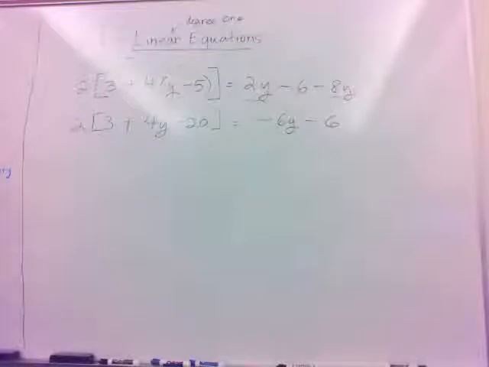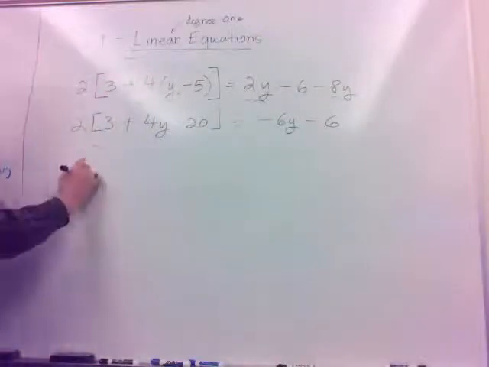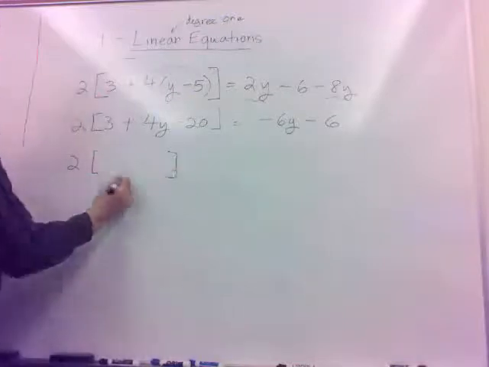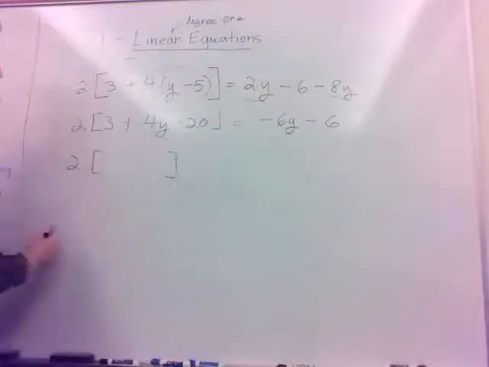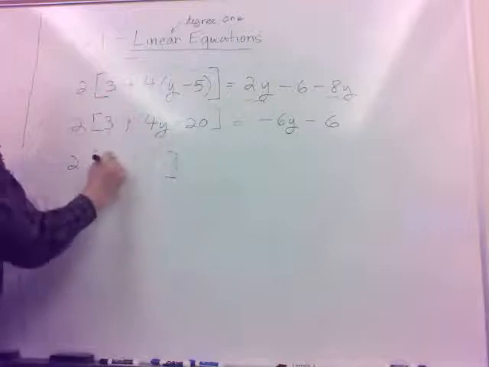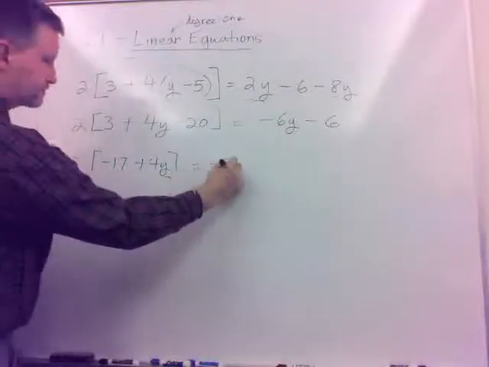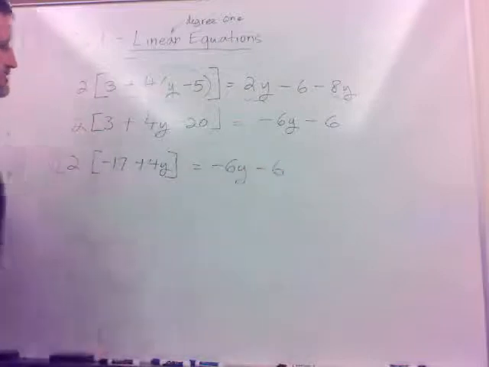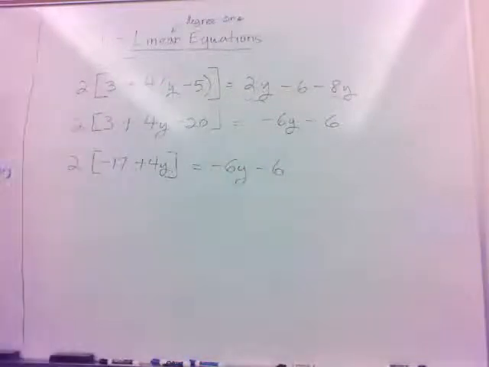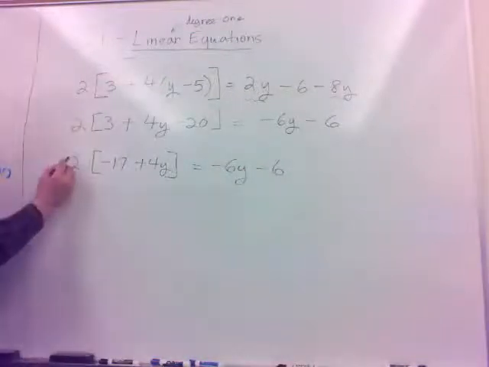Okay. Well, a couple of things on the next step we could possibly do. We could go ahead and distribute the 2, or we could note here in the brackets, we do have some like terms. We've got 3, we've got a minus 20. We can combine those. Let's go ahead and combine those. 3 minus 20 is negative 17, and then the plus 4y, and then that equals negative 6y minus 6. Let's do that first. Yeah, that 2 is going to have to be distributed.